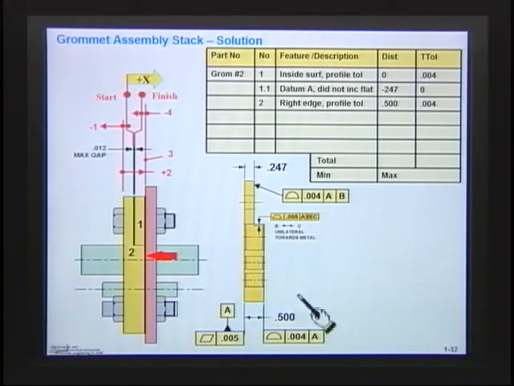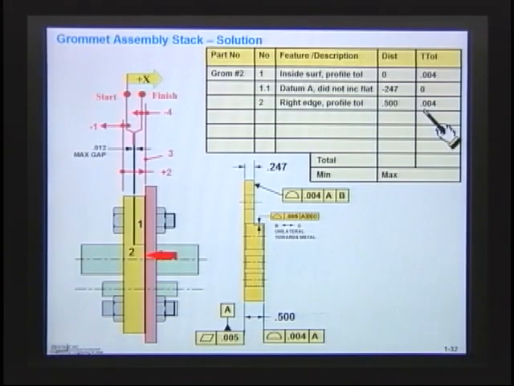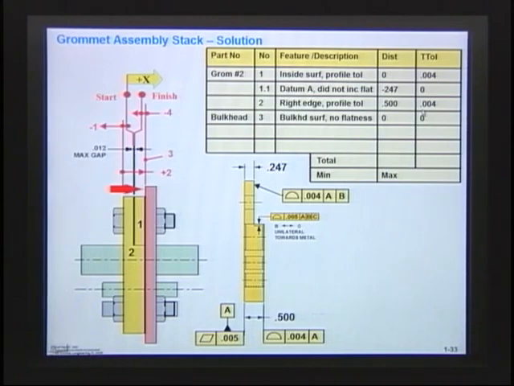So let's take a look at that feature. Well, what's the distance of that feature? It's 500. So in this distance column, I say it was 500 away. Since it's in a positive direction, it shows up as plus 0.500. And the total tolerance is 4. And you see that? Now I have a total tolerance of 4 because that surface can be off within 4. So that surface there has a total tolerance of 4 thousandths. All right. Let's take a look at the next feature now. We've done 2. Now we're going to look at 3.